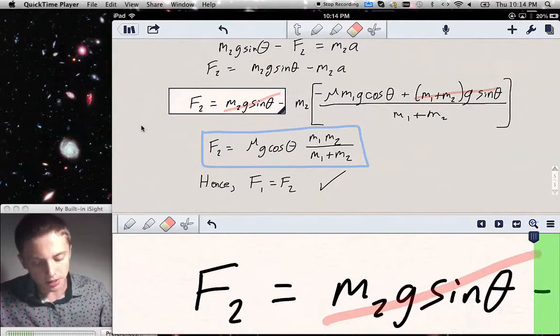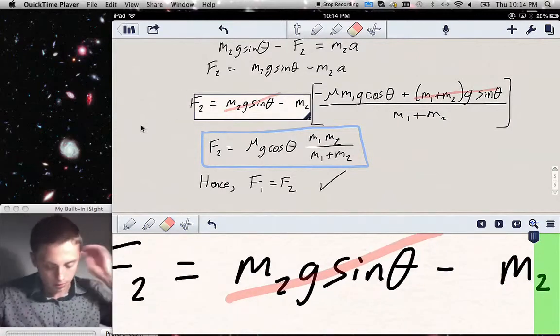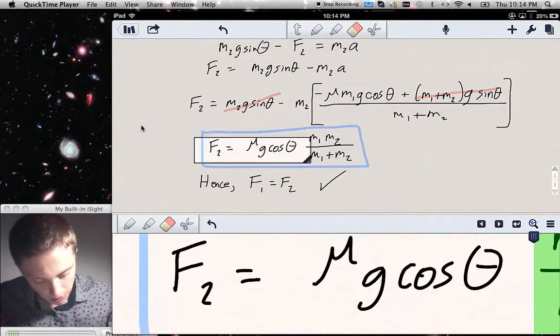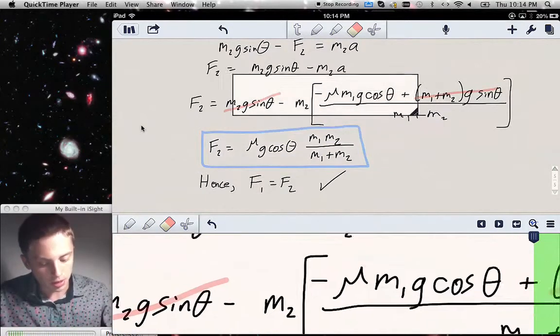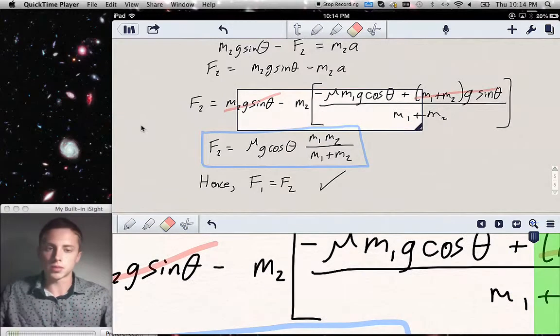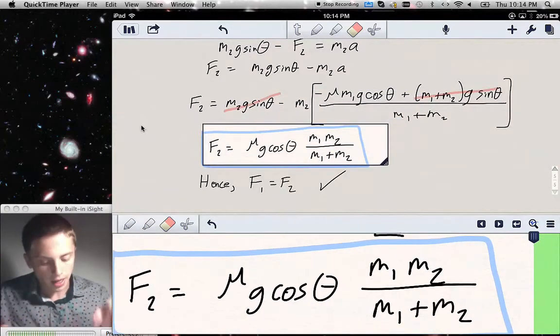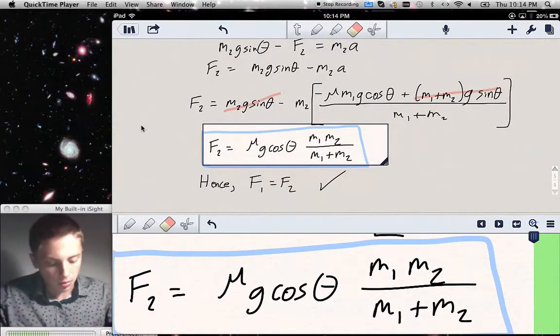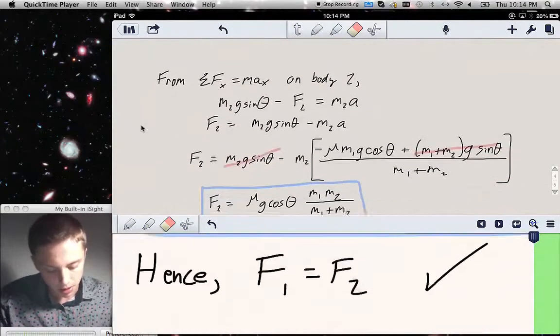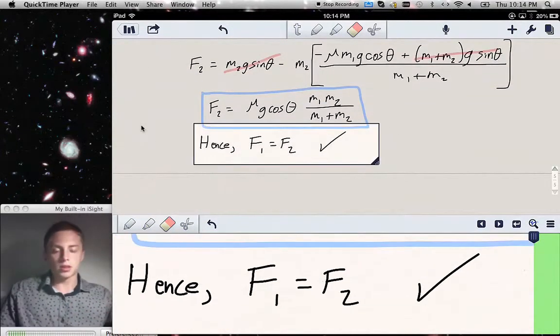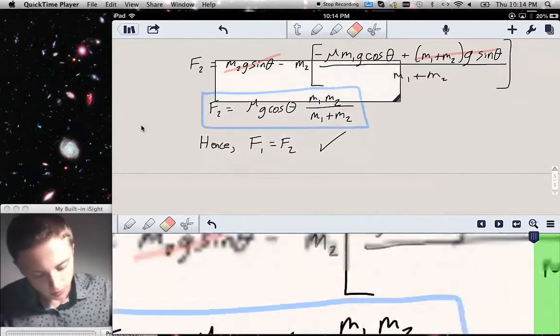In a similar fashion to what happened with f1. So in the end, we do this algebra here, which is simpler than last time, and we'll get that f2 is equal to mu g cosine theta m1 times m2 all over m1 plus m2, which is the same as f1. So we've shown that these two forces are equal in magnitude.